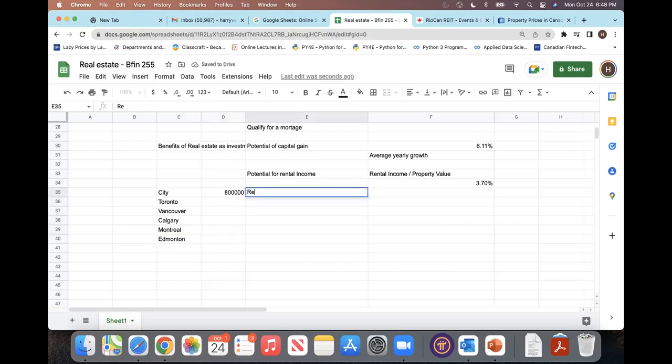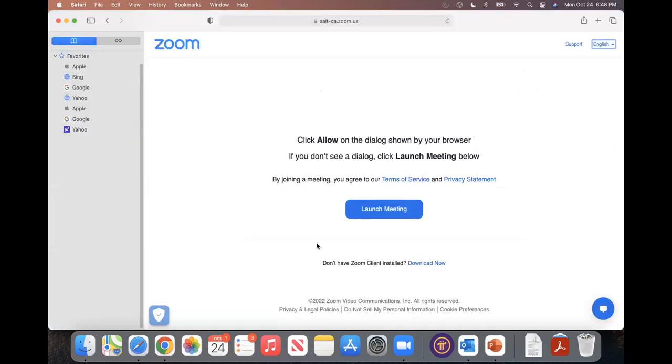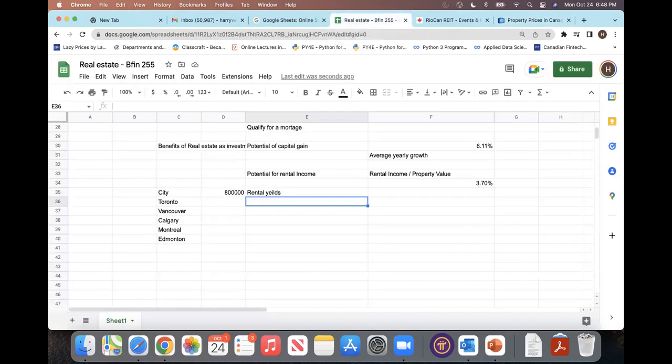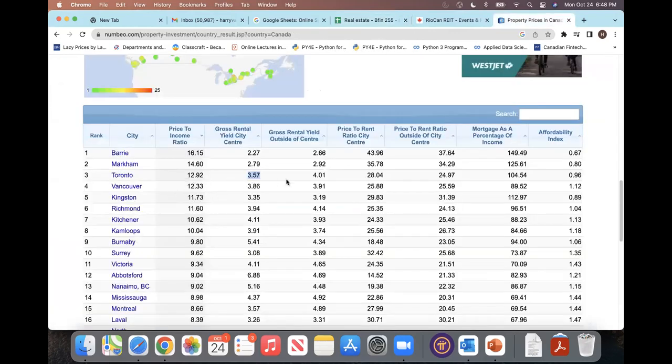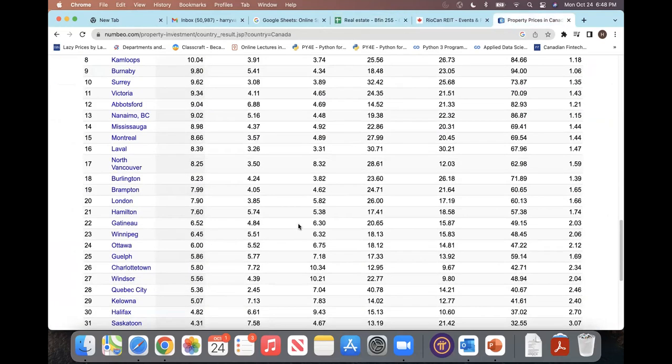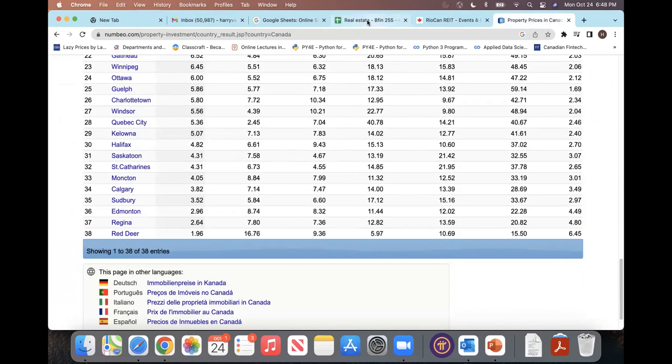So we'll copy paste the rental yields. At Toronto, the rental yield was how much? 3.57%. So I'll just write that down, 3.57%. Vancouver, the rental yield is 3.86%. Calgary, 7.14%.